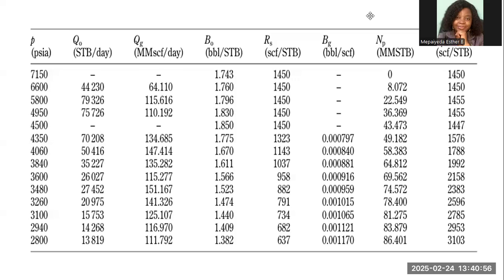And lastly, you're given your RP, that's the solution gas produced to the surface. You know the difference between your RS and your RP. Your RS is the solution gas within your oil system in your reservoir, dissolved in your oil in the reservoir, while this is the solution gas produced to the surface. And the solution gas produced to the surface is not only from RS.